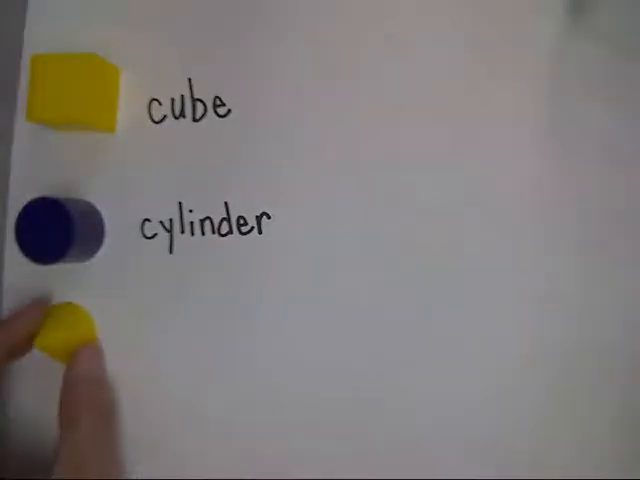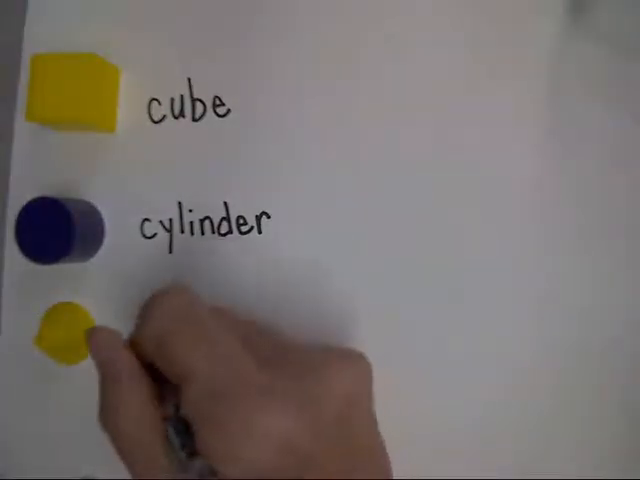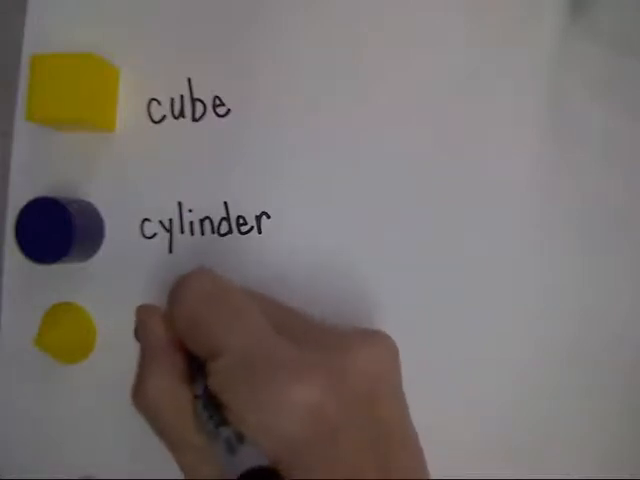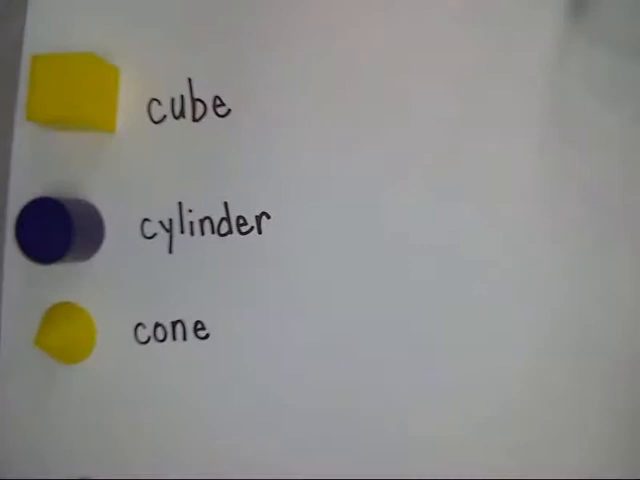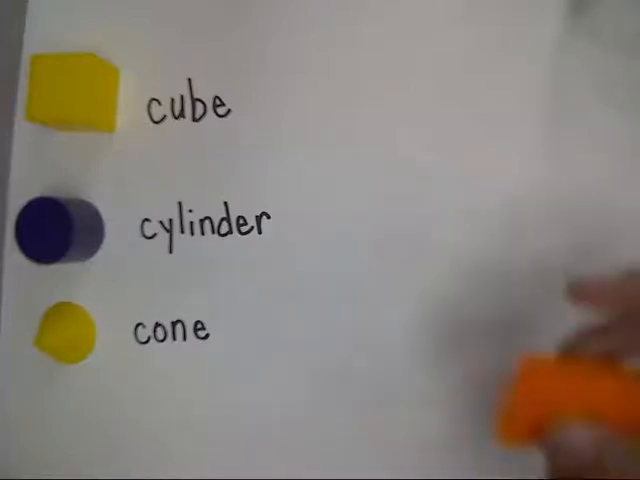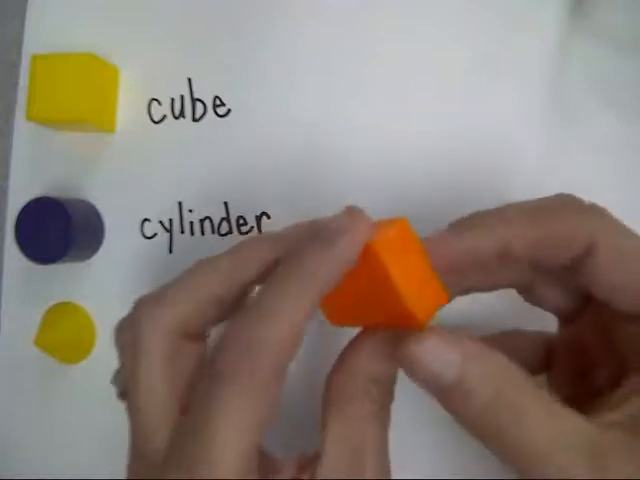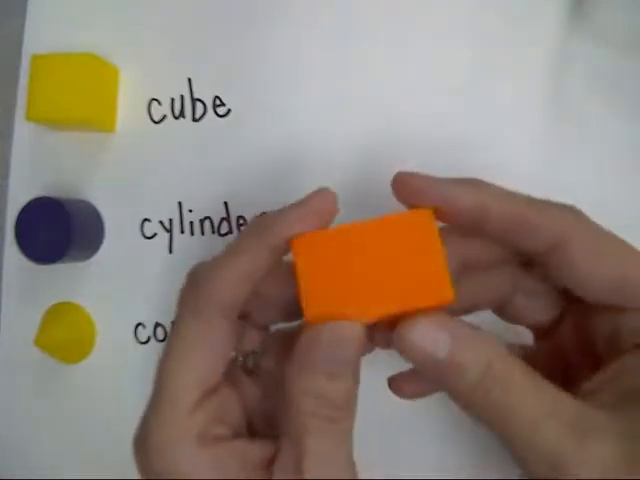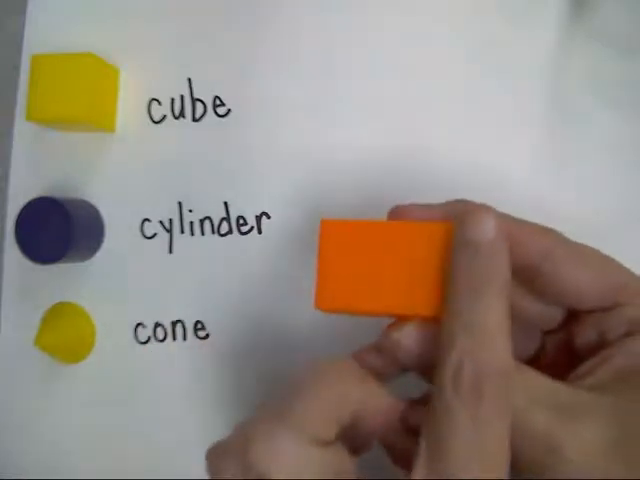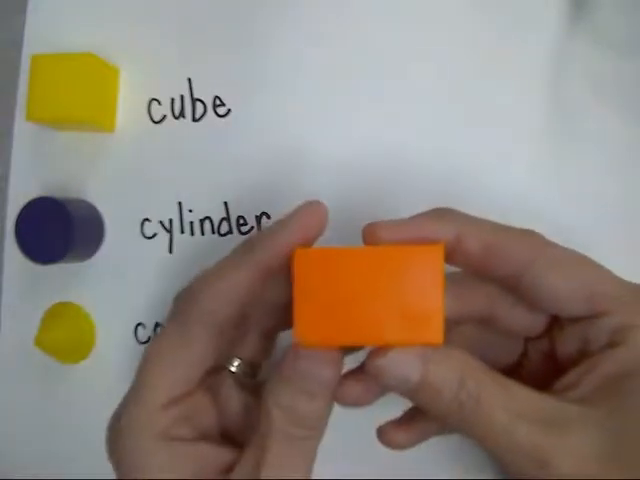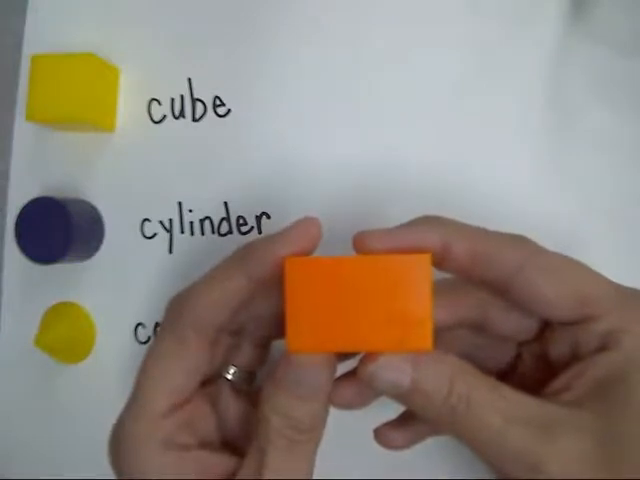This shape is called a cone. Can you say the word cone with me? Cone. Let's find another shape. What do you notice? Well, here's the flat part on top, the face. And what shape is that face?